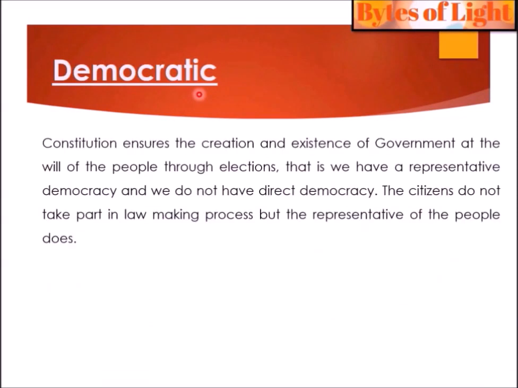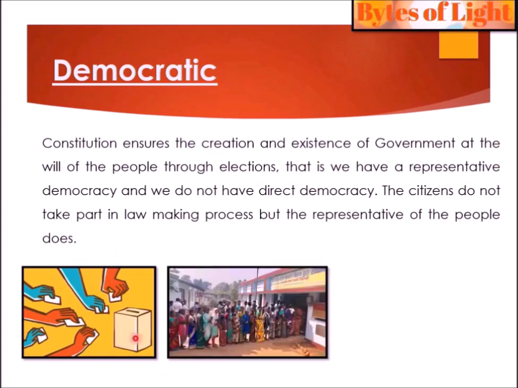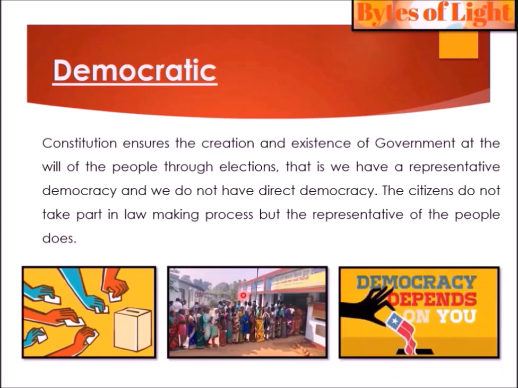Coming to the next part, democratic. It means that the Constitution ensures the creation and existence of government at the will of the people through elections. That is, we have a representative democracy and we do not have direct democracy. The citizens do not take part in the lawmaking process, but representatives of the people do. That is, we have elections and we cast our vote and then we get a government. Democracy depends on us and a democratic government depends on elections. Coming to the next part.